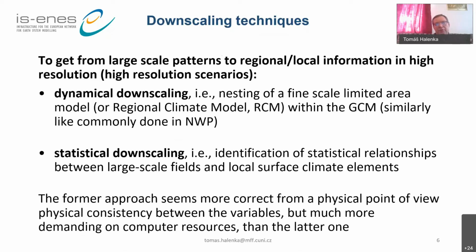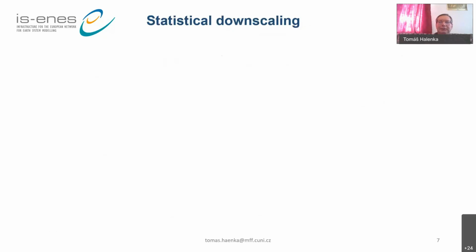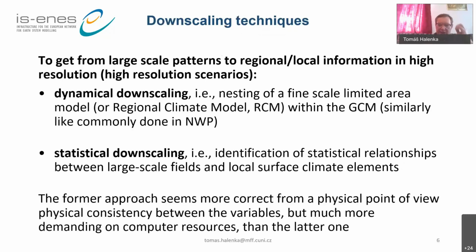The former approach, dynamical downscaling, seems to be more correct from a physical point of view, because it is based on basic principles of physics and thermodynamics, and so it conserves energy and all this stuff. So we can hope that we will keep some physical consistency between all the outputs from the model.